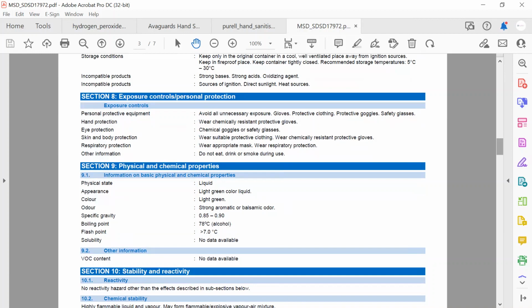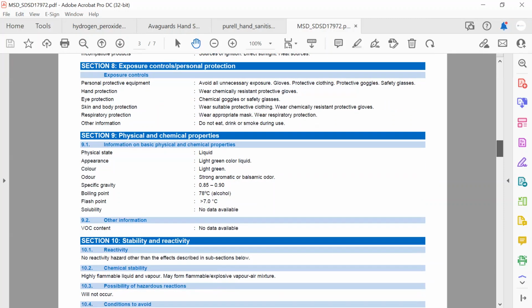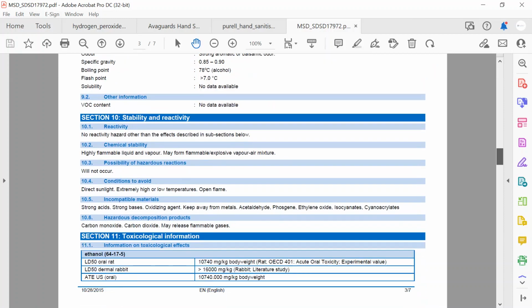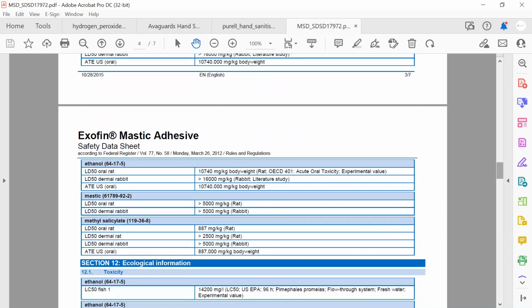This particular one is a liquid with a light green color. I've seen some that have a yellow color, and this one has a strong aromatic or balsamic odor. Other ones have a sweeter smell, so please make sure you are checking the SDSs for the products you are seeing. Don't just go based on, oh, it's one adhesive that we saw in this training. It's got to be the same, because unfortunately they're not always the same.